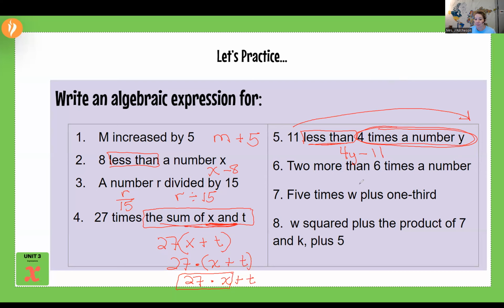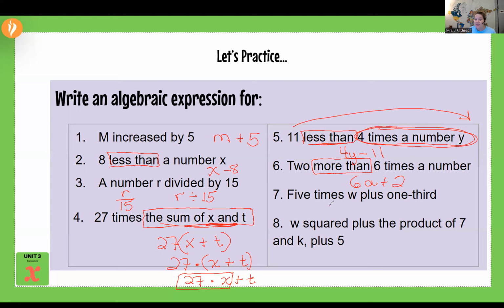2 more than. So I'm going to see more than, and I'm going to push it to the end. More than means to add. So 2 goes to the end, plus 2. Something plus 2. And then what? 2 more than 6 times a number. I can use any variable I want. 6 times a number, and then plus 2, as written in that order.